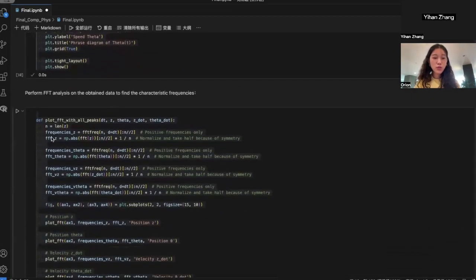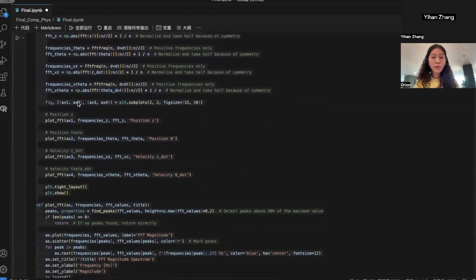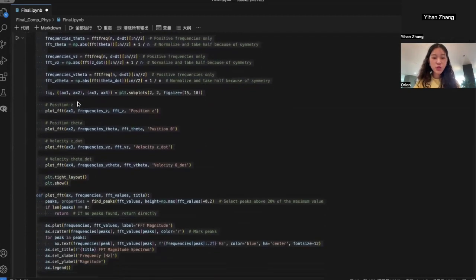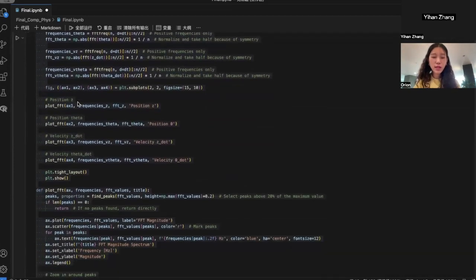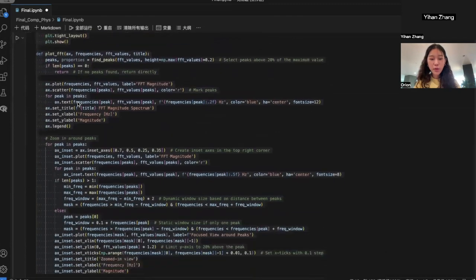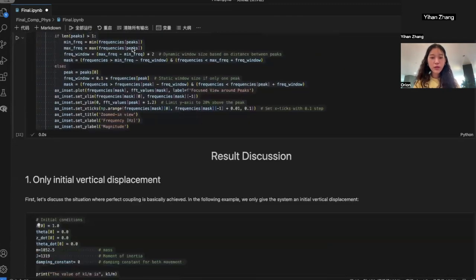We also perform a fast Fourier transform to better analyze all the data in the frequency domain, and it's more intuitive. And now we'll talk about the results that we got from doing the simulation.